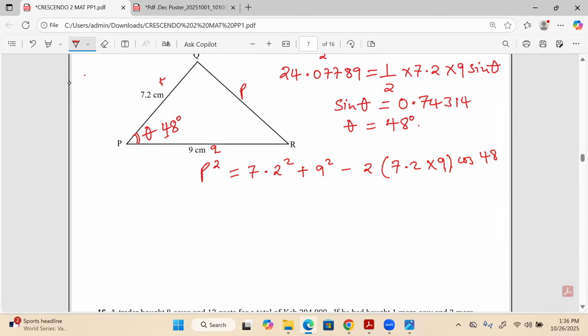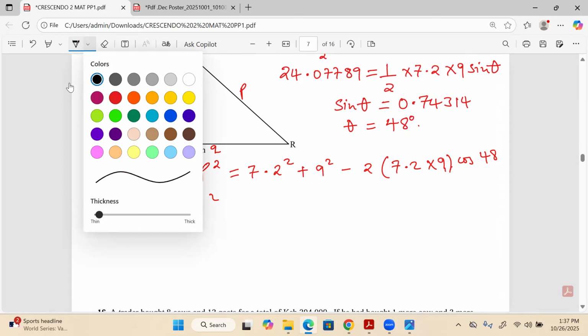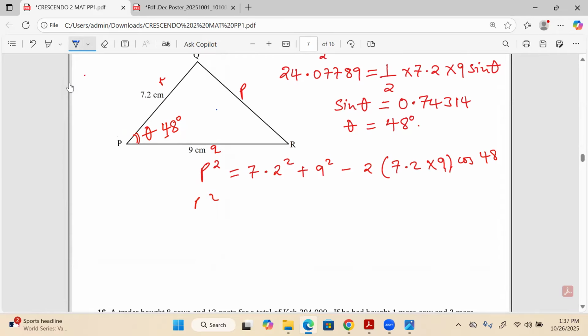Let me compute a few things there. Actually, I'll work out everything using the calculator now. 7.2 squared plus 9 squared. I'm getting 132.84. Then I subtract and I open brackets, 2 times 7.2 times 9, the cosine of 48. Now this gives us 46.123. So p squared, let me use the blue here. p squared equals 46.12.